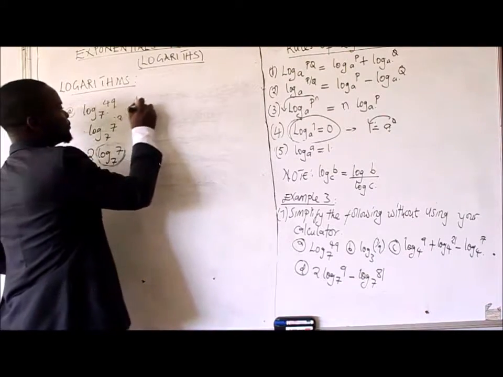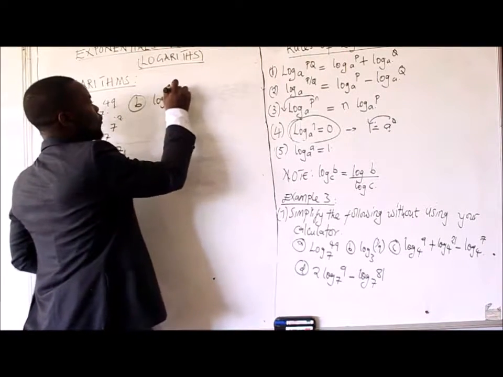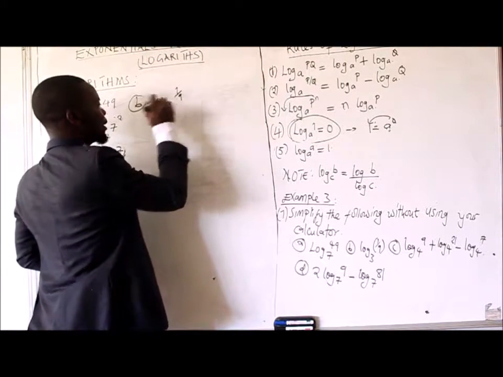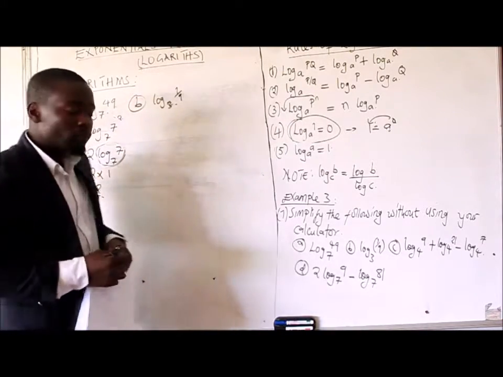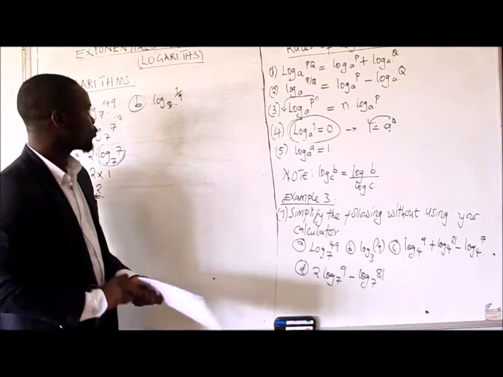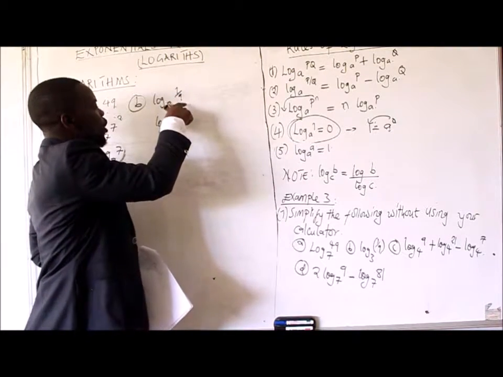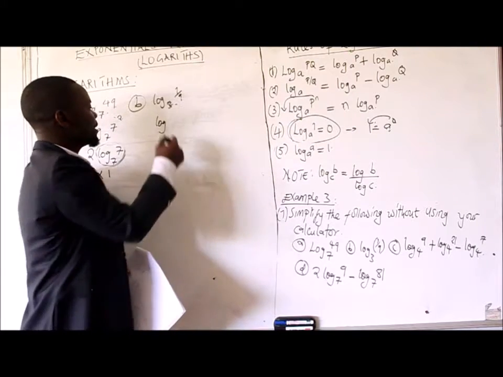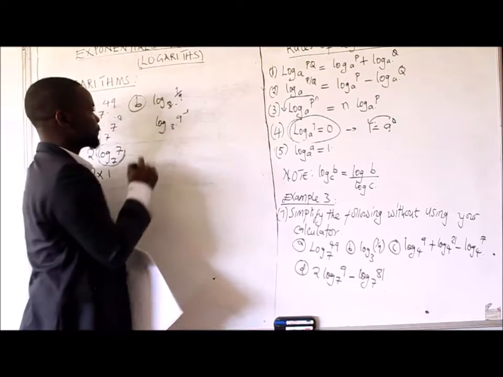Let's go to B. B is saying log of 1 over 9 base 3. Okay, let's enjoy this one. We are going to have log of 1 over 9. We can rewrite it in exponential form as 9 to the power negative 1, base 3.